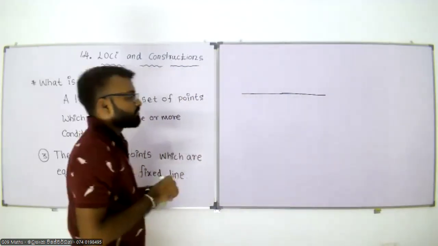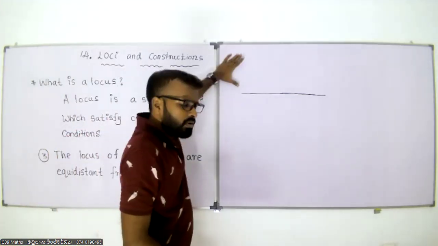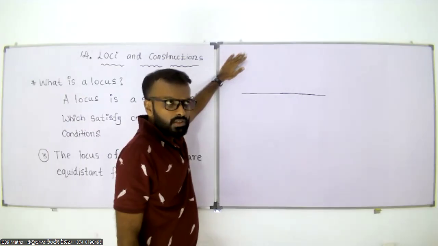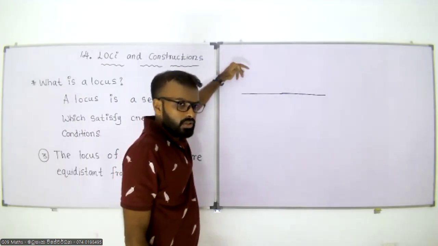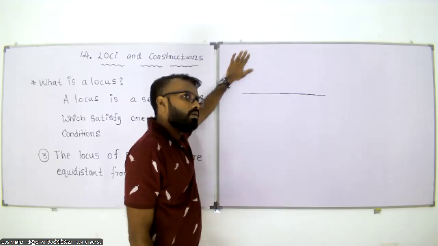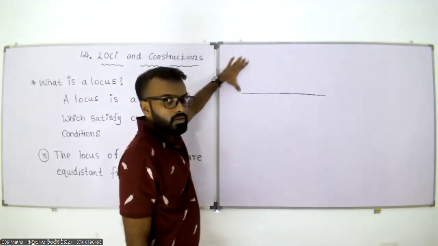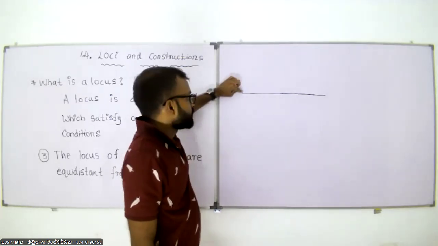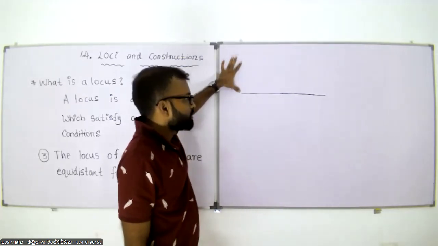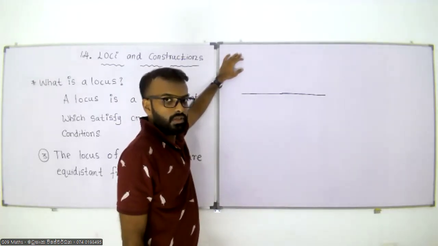Fixed line. There is a fixed line. Now, equidistant to this line. Equidistant to this line. So how are we going to take the equidistant set of points to this line? The line equidistant, and the set of equidistant points, right?